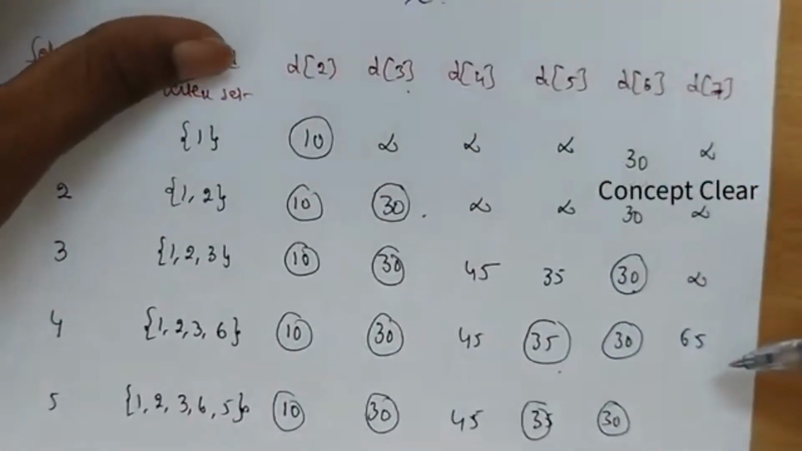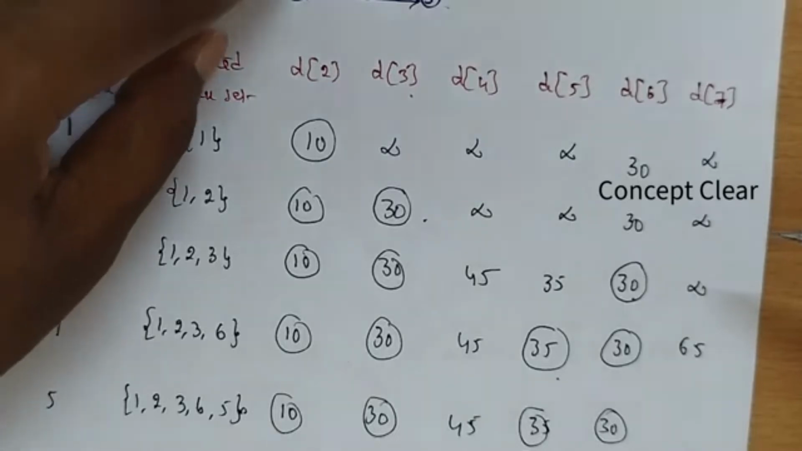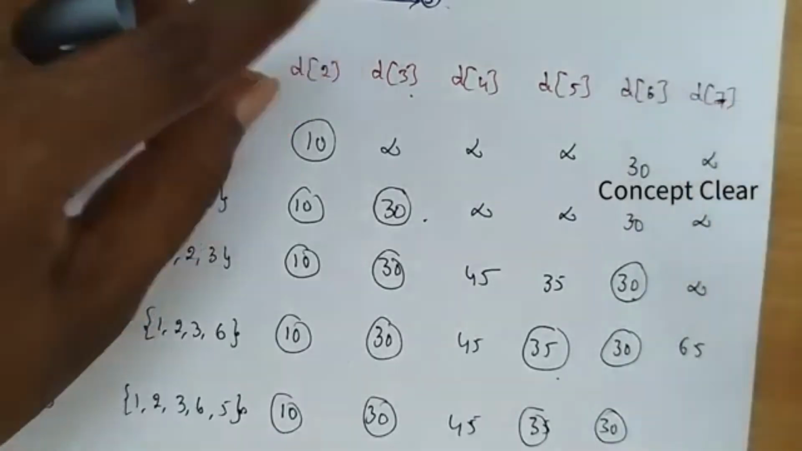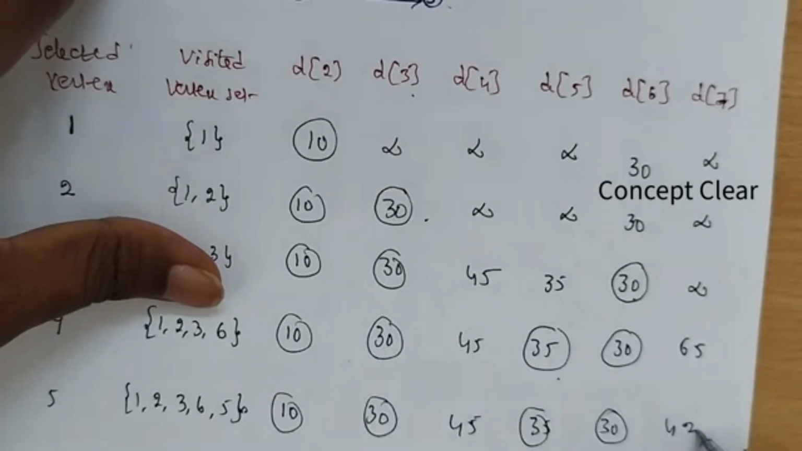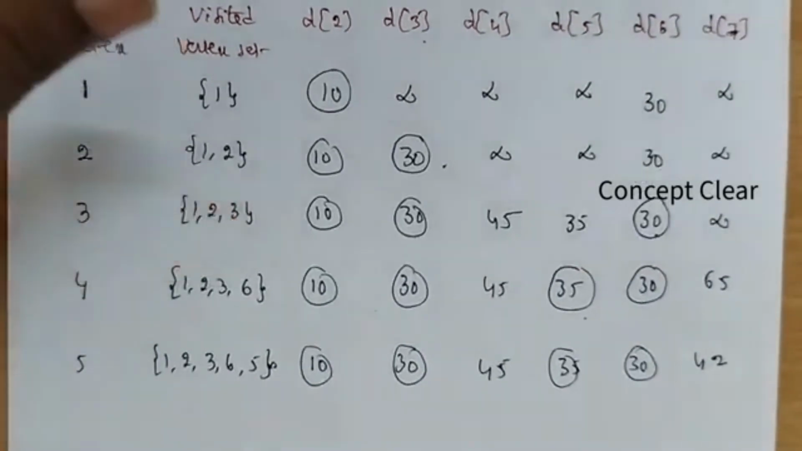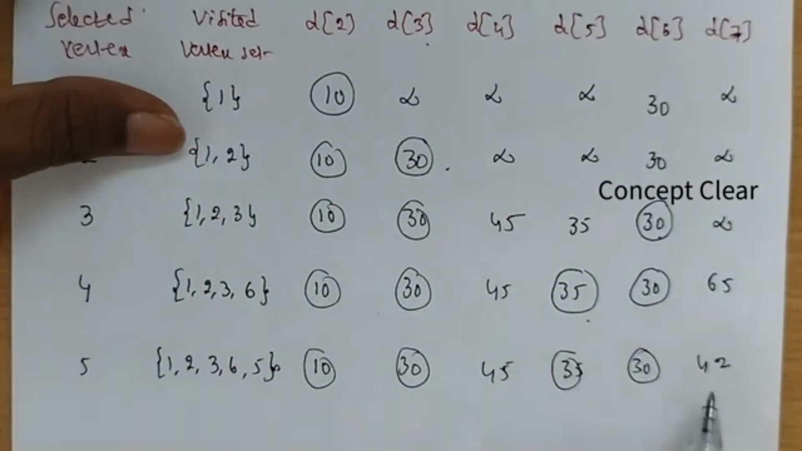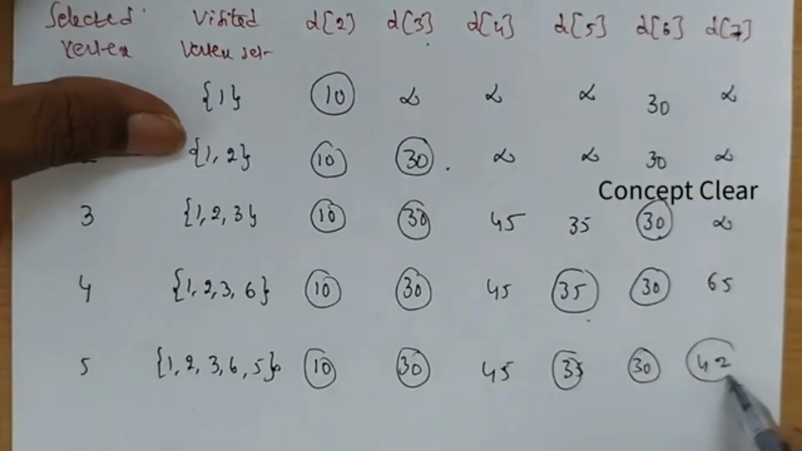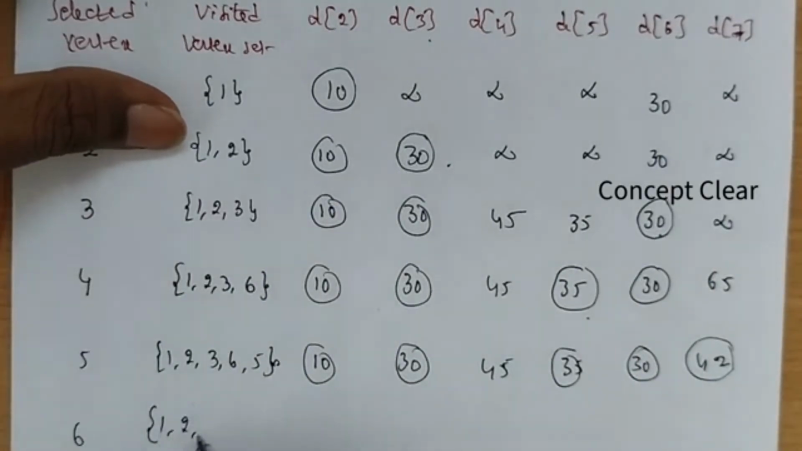Previously we know 65, and in this way 10, 20 means 30 plus 5, 35 plus 7, that is equal to 42. So we have to update this value with 42. Now compare. Which one is the least value? 45 or 42? 42. So we are selecting 42.